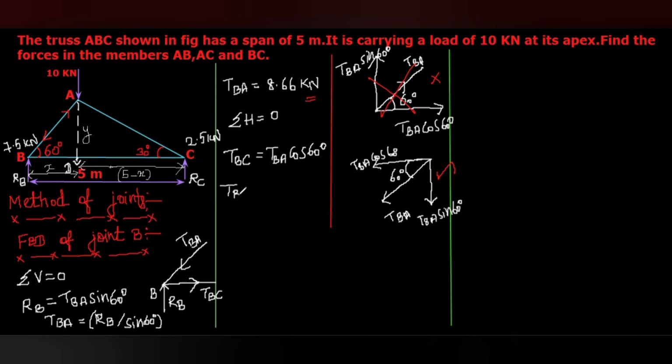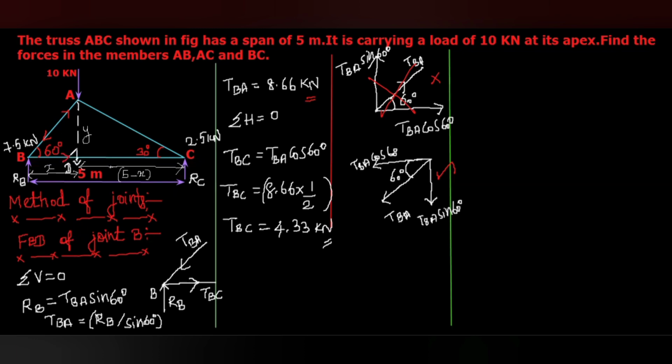Here we got the value of TBA, that is 8.66. So if you substitute the value, TBC equal to 8.66 multiplied with cos 60, that means 1 by 2. So we will get TBC equal to 4.33 kilonewton.